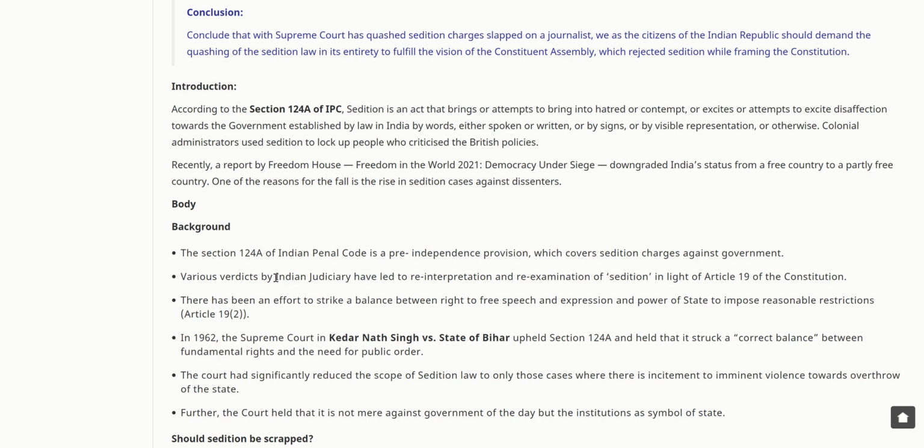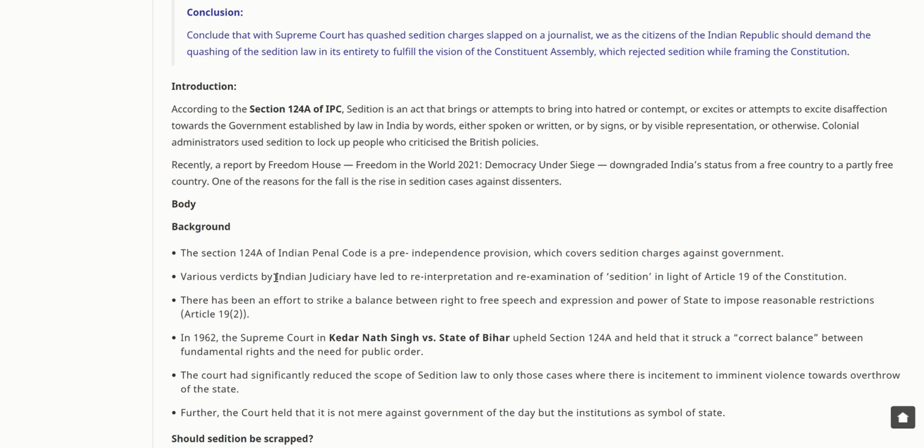According to Section 124A of the IPC, sedition is an act that brings or attempts to bring into hatred or contempt, or excites or attempts to excite disaffection towards the government established by law in India by words, either spoken or written, or by signs or by visible representation or otherwise. Colonial administrators used sedition to lock up people who criticized the British policies.